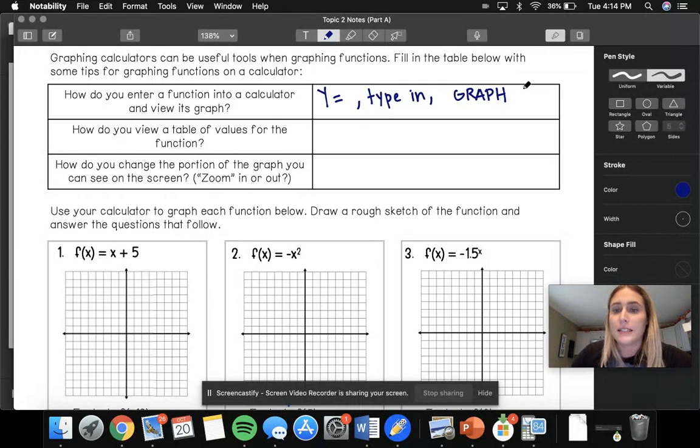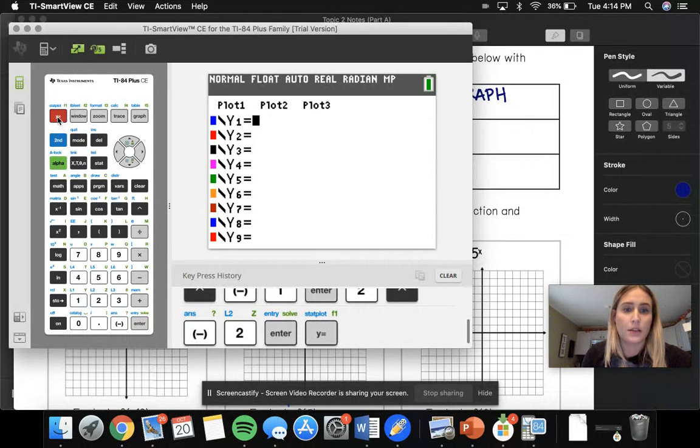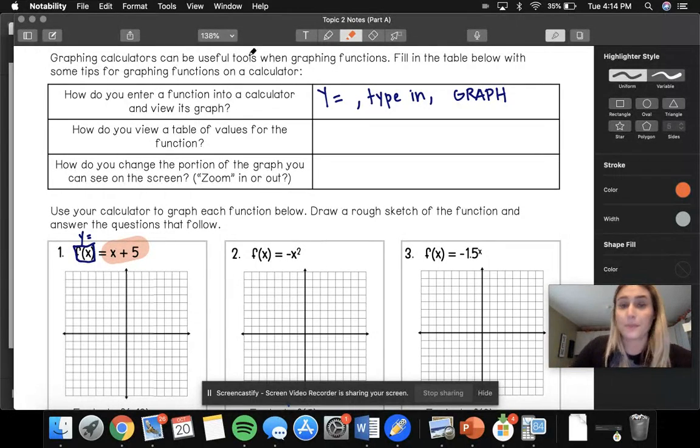Okay, so after you write that down, we are actually going to do this example to kind of visualize it. First we need to find the y equals button, which is in the top left. Okay, so we have all these colors. We have y1 through y9. Right here, guys, your graphing calculator doesn't put in f of x or g of x or anything like that. This is the same thing as y equals. So what we need to type into our calculator is x plus 5.